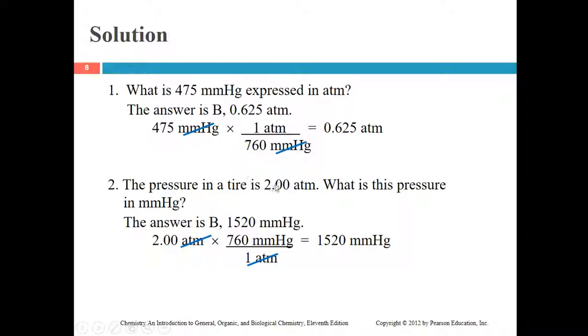The pressure in a tire is 2 atmospheres. What is this pressure in millimeters mercury? Well, now we're converting from atmospheres to millimeters mercury. We have our basic unit conversion, so which way do we flip it? Well, we start with 2 atmospheres, so 2.00 atmospheres. That means that our 1 atmosphere label must be on the bottom. So 760 millimeters mercury over 1 atmosphere. So our labels of atmosphere cancel out. 2 times 760 millimeters mercury is going to give us 1,520 millimeters mercury.